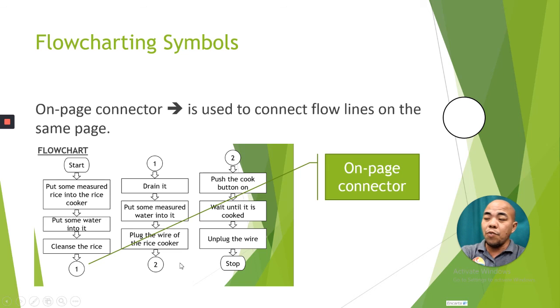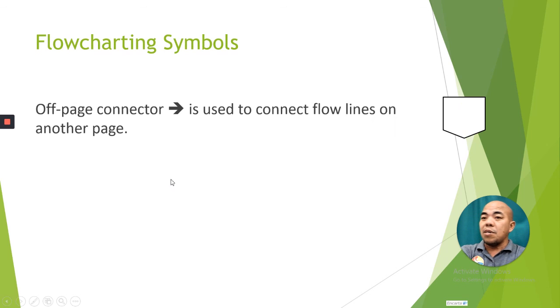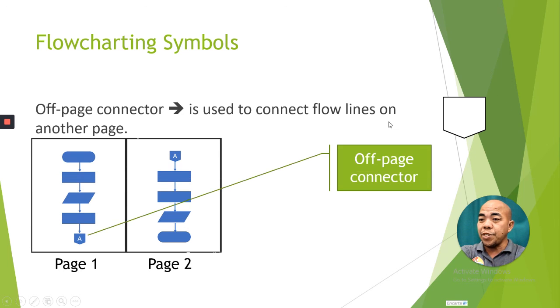While on the other hand, we have the off-page connector represented by this symbol. Okay, so this is how it works. Contrary to the on-page connector, the off-page connector is used to connect flow lines on another page. Meaning to say, you're going to connect flowcharts on different pages. So we have here an example, a flow from different pages, page 1 and page 2. But these flows are connected with each other. So to connect these two, we have to use the off-page connector. We label it as A, and another off-page connector in another page, we label it as A. Meaning to say they are connected with each other.